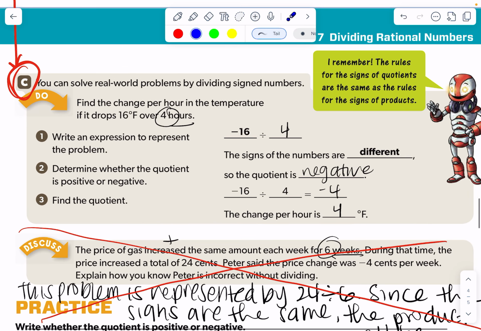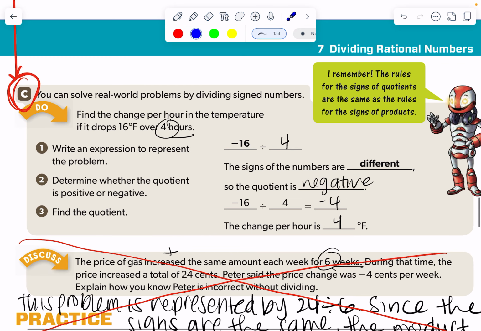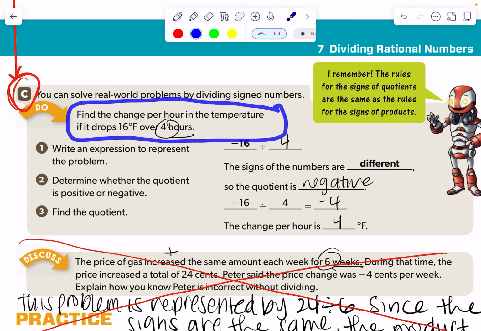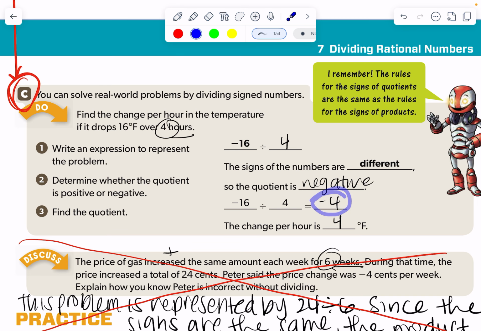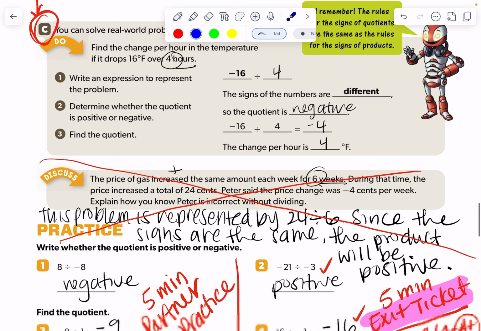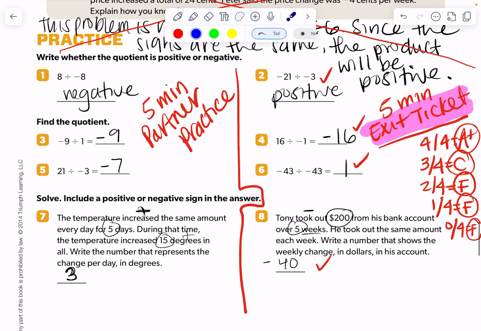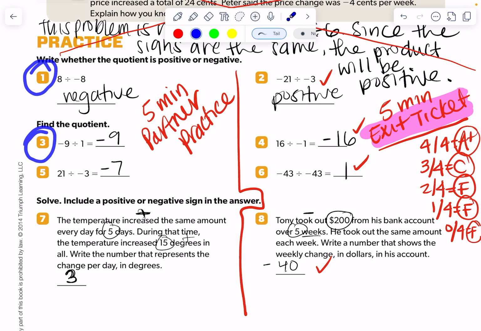And then the last teacher model that you are going to do is model C, where students are applying their procedural skills from A and B and applying it to a real world problem. So the signs are different, -16 divided by 4, and so we know that our quotient is going to end up being negative. So then we're going to give students about 5 minutes to work on all the odd numbers.